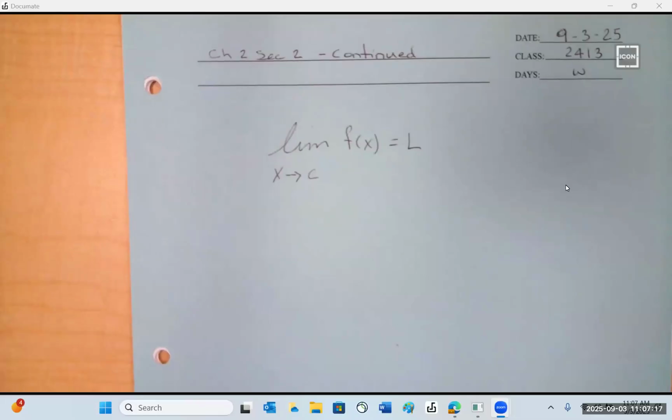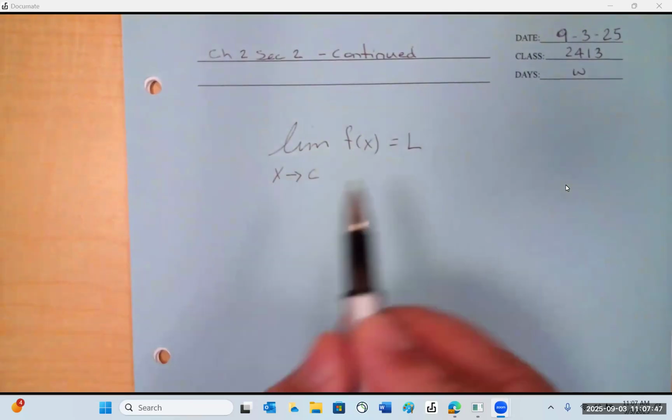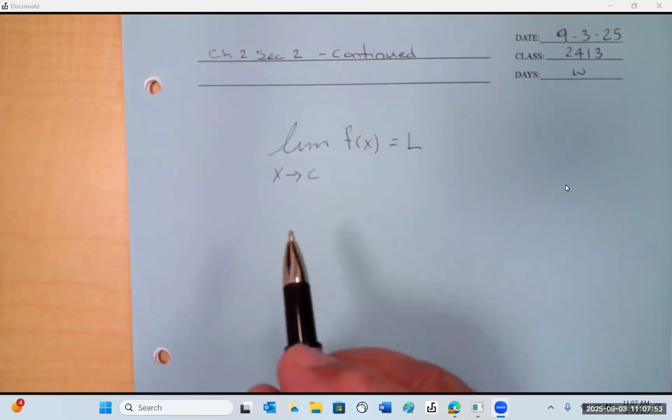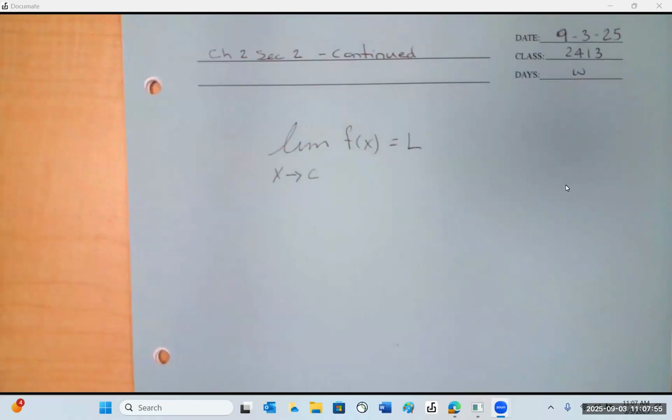We're going to finish up section 2 today. How would you read that? What does it mean? What does it tell us? Is it the limit of f of x is equal to L as x approaches the constant? Yes, that's as x approaches c, because this is the important part. The limit of the function f of x is L as x approaches c. That's what we're going to spend the whole first chapter talking about, this concept.